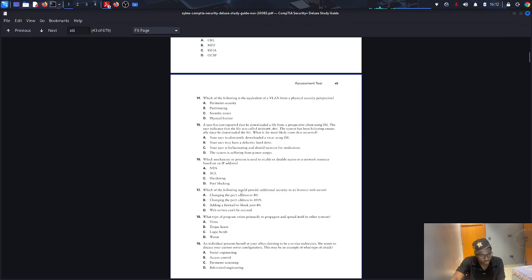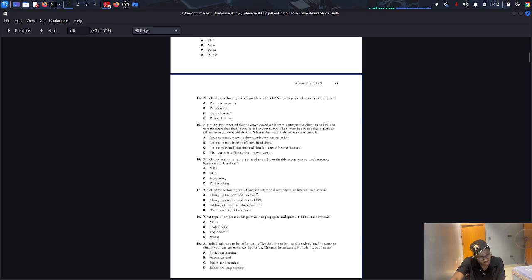Which of the following would provide additional security to an internet web server? Changing the port address to 80.